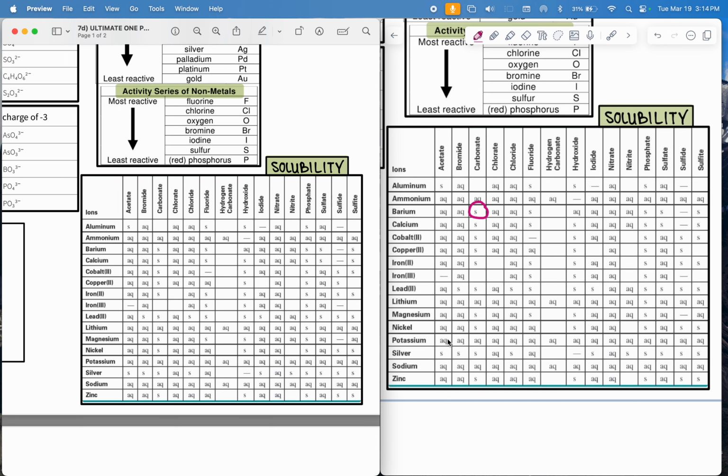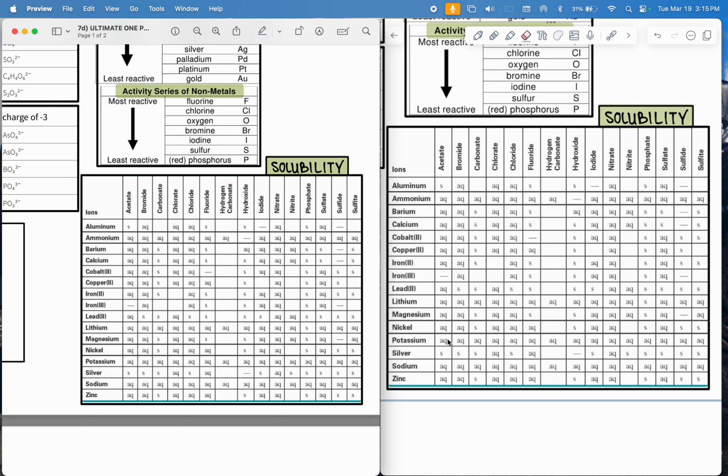Some of these elements, no matter what they are bonded with, are going to be aqueous, like potassium. You can look all the way across. Nitrate is one of those polyatomic ions that's very soluble in water. And then there's a couple of other ones that are very soluble as well. There's not a lot that it doesn't dissolve with. Ammonium is another one where there's just one exception: when it's with hydroxide, it's not soluble, but every other combination it would be. So there's just some things to note with that one.